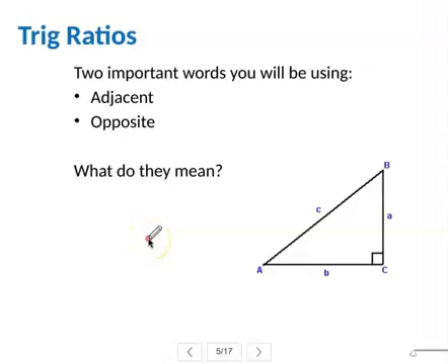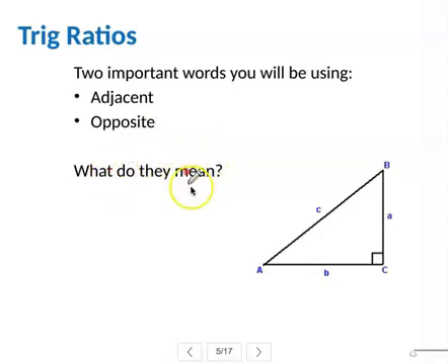All right, so here we go. Trig ratios. So make sure you've got your notebook out and you're ready to take good notes because this should all be brand new to most of you. So there are two important words you're going to be using a lot when you work with trig ratios. Those words are adjacent and opposite.